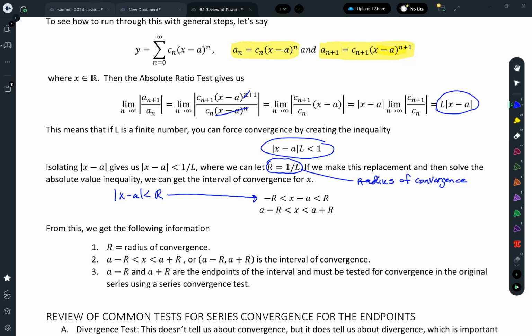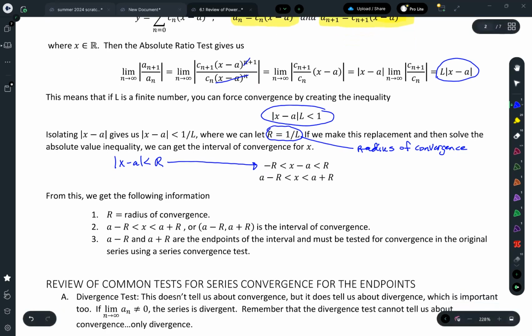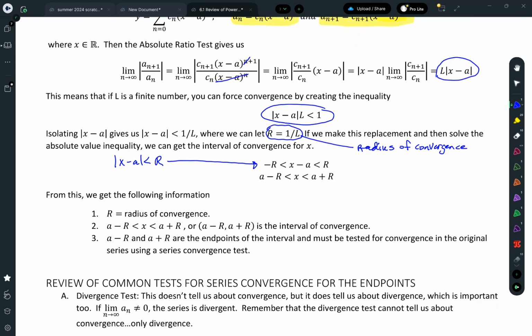So then we solve the compound inequality by adding a to both sides. And so then we get x trapped between two numbers, a minus R and a plus R, whatever they happen to be, where big R is the radius of convergence, and the interval of convergence is the interval that has endpoints a minus R and a plus R. But those endpoints must be tested for convergence in the original series using a series convergence test.